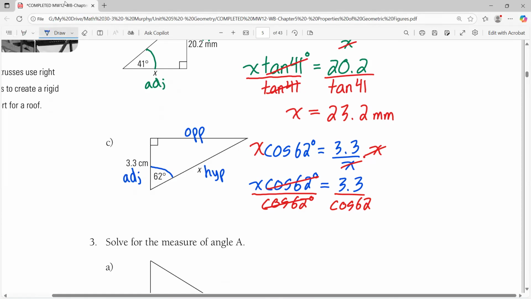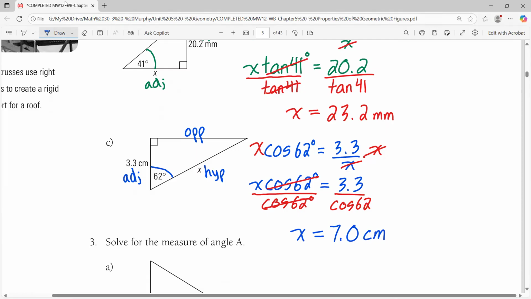And I got x equals, to one decimal place, 7.0 centimeters. And looking at our triangle there, yeah, it looks roughly double the size of the adjacent. Yep, pretty reasonable answer. Okay.